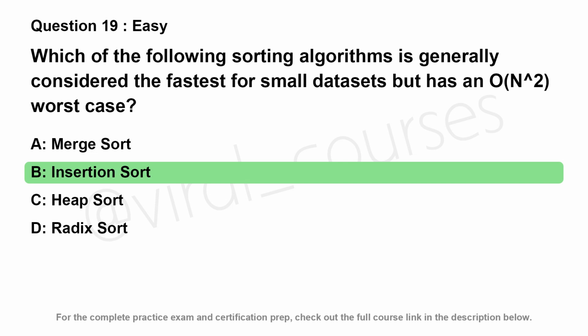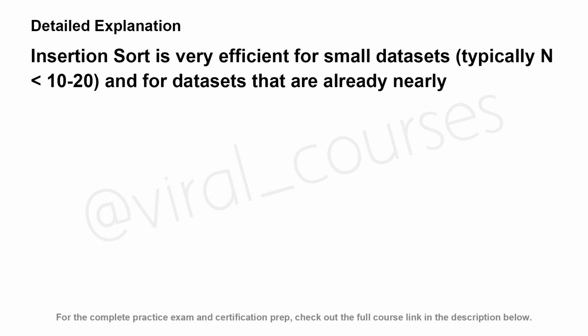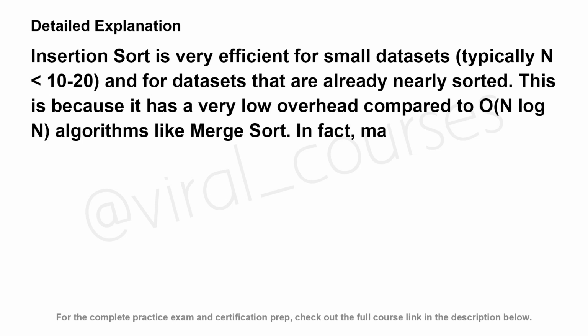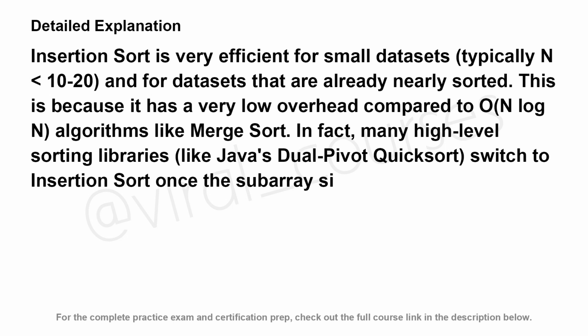The correct answer is B. Insertion sort is very efficient for small datasets, typically n less than 10 to 20, and for datasets that are already nearly sorted. This is because it has a very low overhead compared to O(n log n) algorithms like merge sort. In fact, many high-level sorting libraries, like Java's dual pivot quicksort, switch to insertion sort once the subarray size becomes small enough.